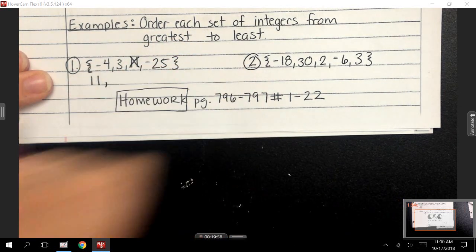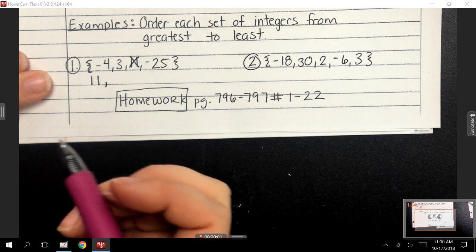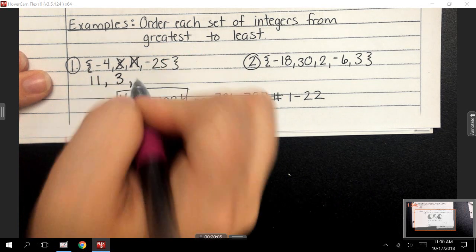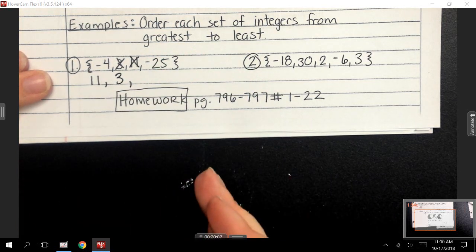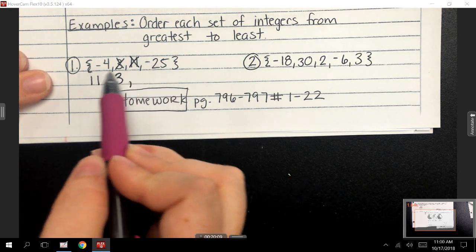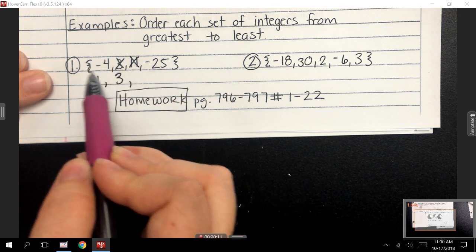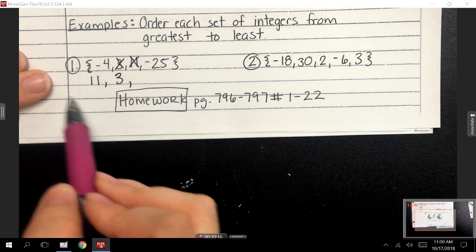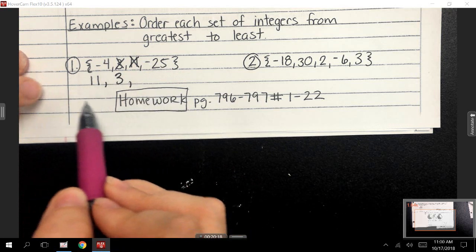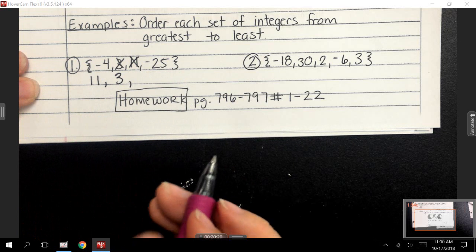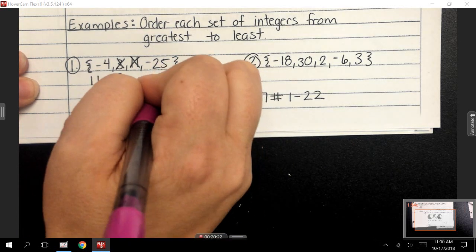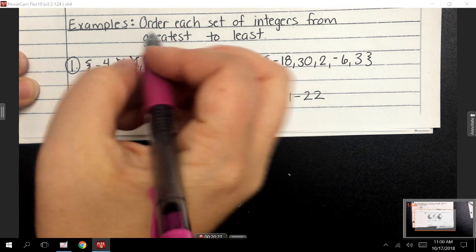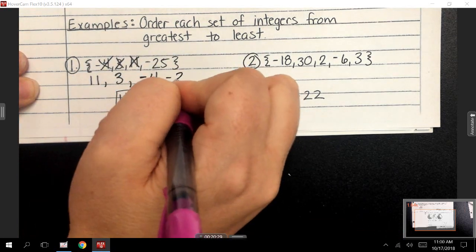All right? So after 11, we're going from greatest to least. After 11, what am I going to have, Tevet? 3. Excellent job. Now, after 3, that's all of my positives. Which of these negative numbers is going to be closest to my positive numbers? Which negative is going to be closest to my positive? Hunter. It would be negative 4 because it's closer to 0, which is closer to positive. All right, and then my only one left is negative 25.